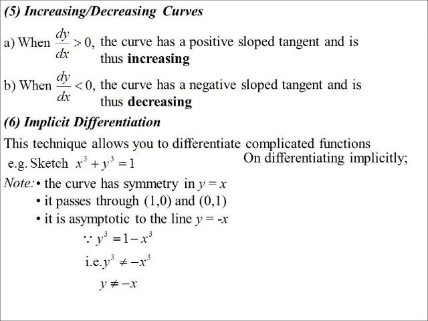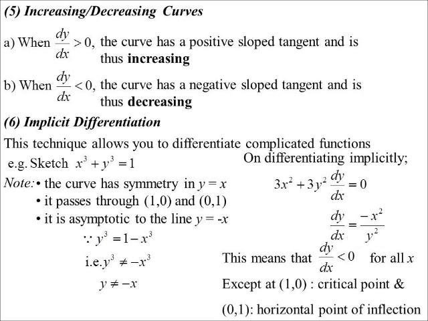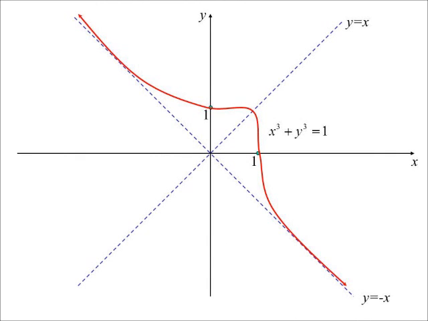Differentiate it implicitly, and we notice here dy/dx is minus x squared on y squared. So I know that I'm going to have a stationary point when x equals 0, so that's at the y-intercept, and I'm going to have a vertical tangent when y equals 0, so that's the x-intercept. Okay, let's try and draw that in. There we go. x cubed plus y cubed is equal to 1.